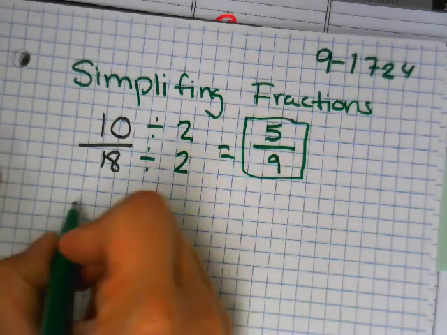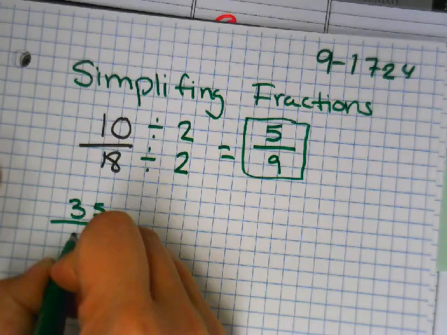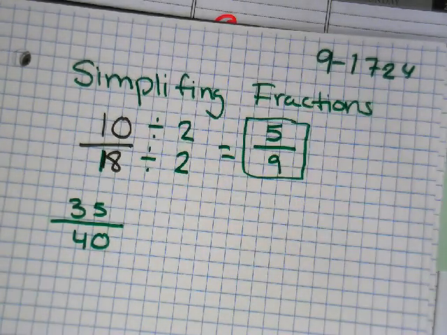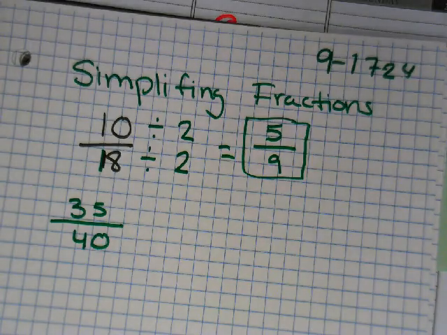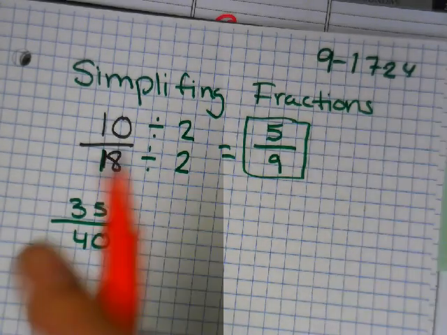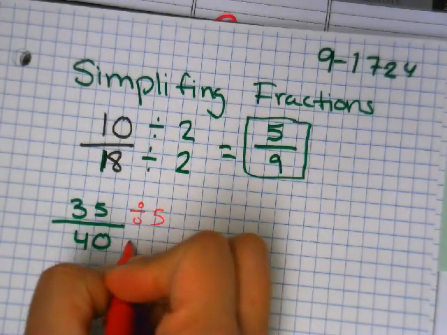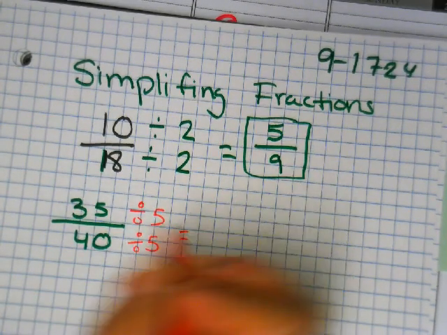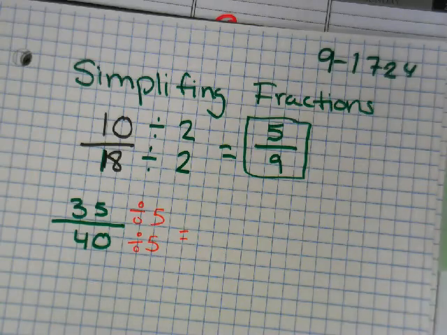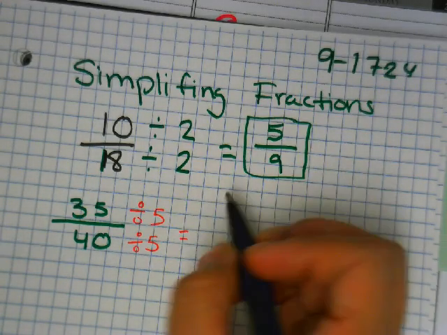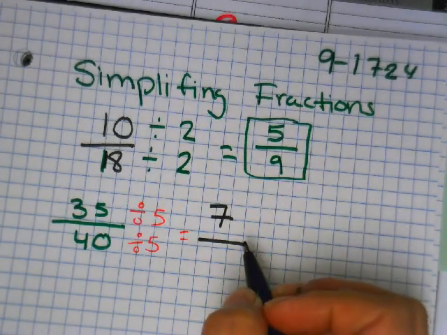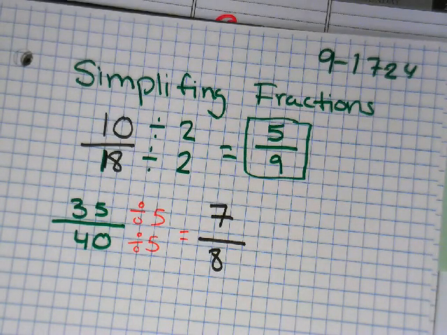What if I give you 35 over 40? What can I divide 35 and 40 by? 5. All right, so we're going to take the top number and the bottom number, and we're both going to divide these by 5. What's 35 divided by 5? 7. What's 40 divided by 5? 8. Now, just in case you're like, I'm not really good at dividing, Miss Melly.